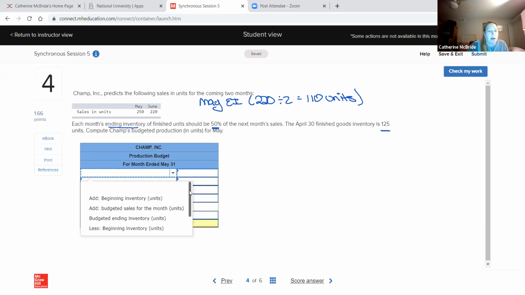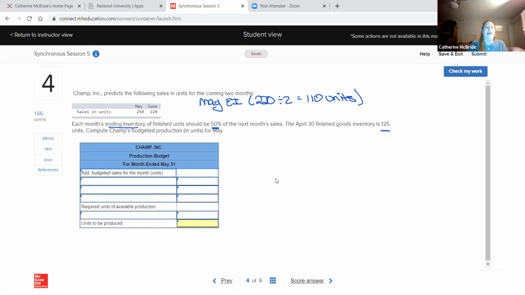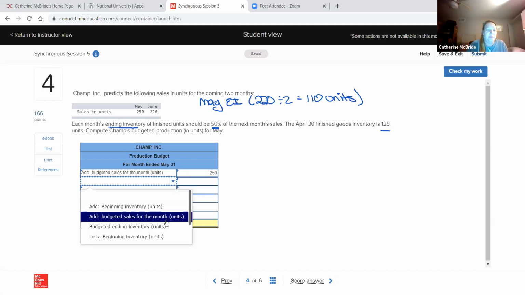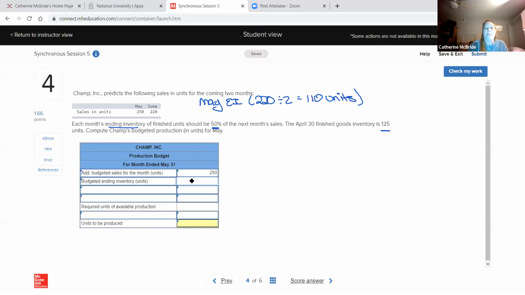Well, maybe not. Add beginning inventory, budgeted sale. There it is. It should be next month's budgeted sales. That's what I'm like, where's the budgeted sales? It's because it said add, which is a little weird. So the budgeted sales for the month, we plan to sell 250 units. We also need ending inventory for next month. Oh wait, maybe they don't want us to do that. No, less, we want, oh wait, we have 125 units in ending inventory. We want budgeted ending inventory. So we need to do 250 units plus 110. Those are the units that need to be there at the end of May.